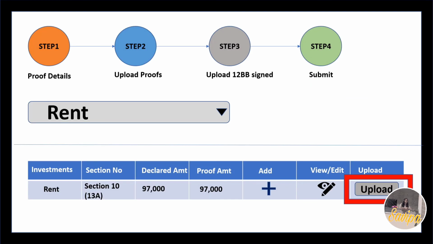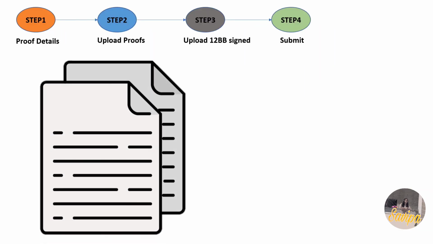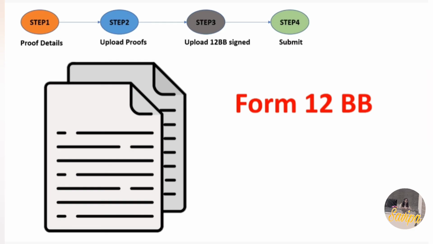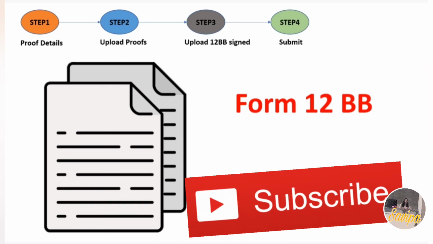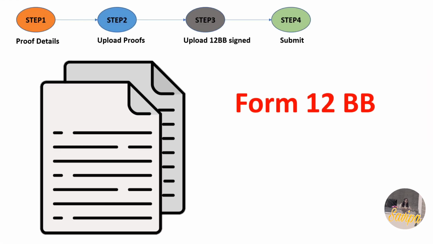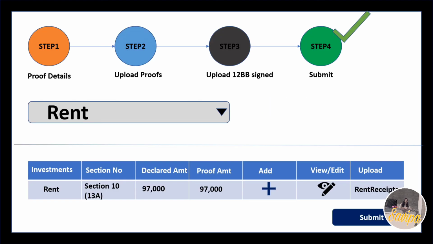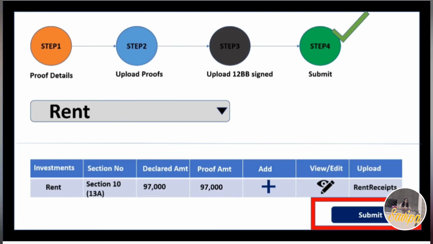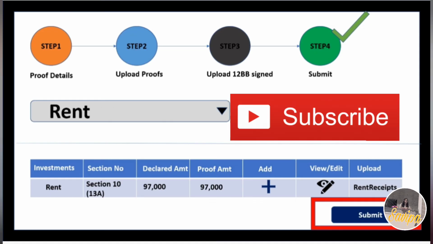Now let's move to step 3. Step 3 is nothing but the 12BB sign form. This is not only for the rent receipt, but for all the tax declarations you have made before. It is a summary where you can check what all you declared and what all you submitted. So this form 12BB you have to cross check, then sign and upload it. Once you are done with these 3 steps, please cross check whether all the details you have submitted and uploaded, and 12BB, are correct and everything is perfect.